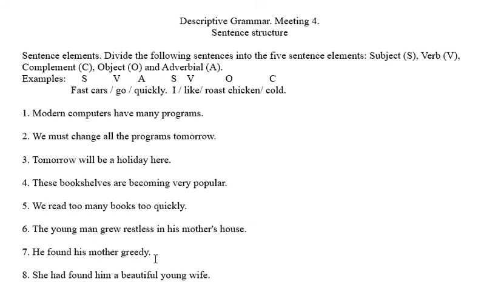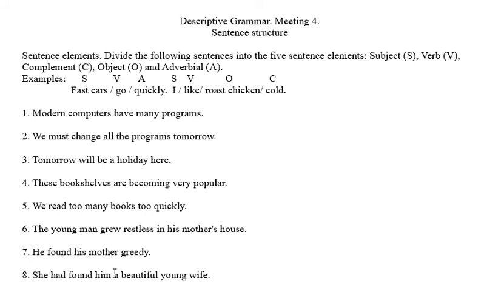Sometimes we have both. Okay, and the last one, she had found him a beautiful young wife. Okay, so again we've got the same verb, found. Here we've got she as the subject, had found, okay, both parts as the verb, him, a beautiful young wife. So what does this mean? She had found a beautiful young wife for him, right? A beautiful young wife isn't a description of him, so it's not that this is an object and this is a complement describing it. These are both objects, right?